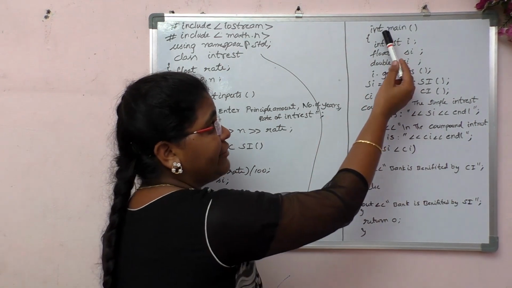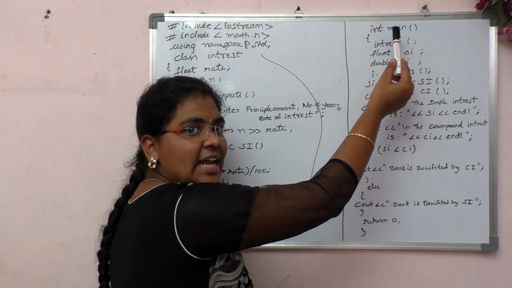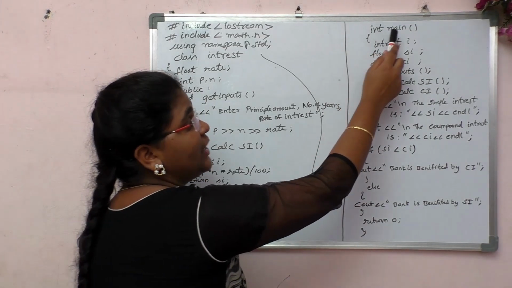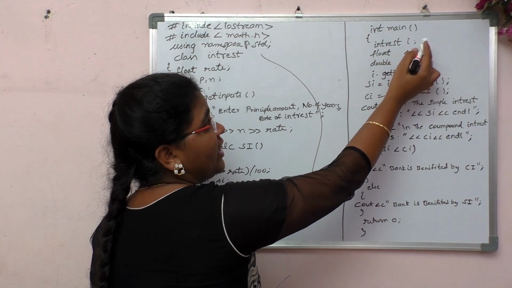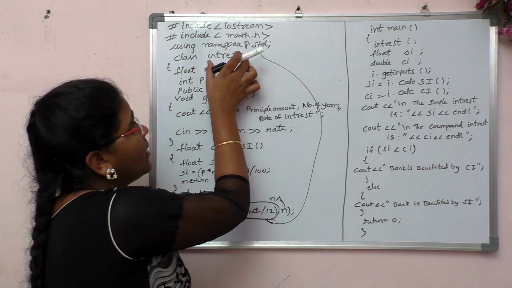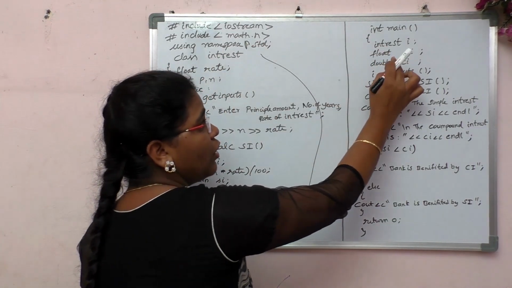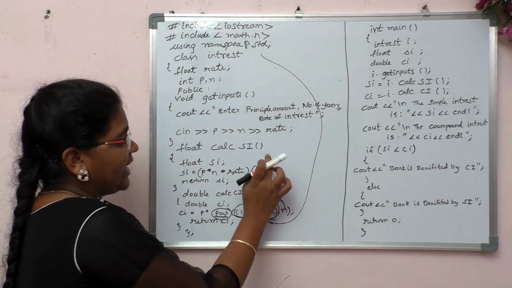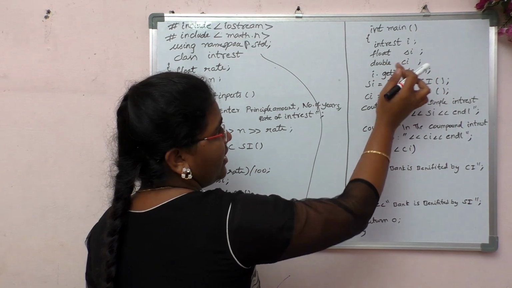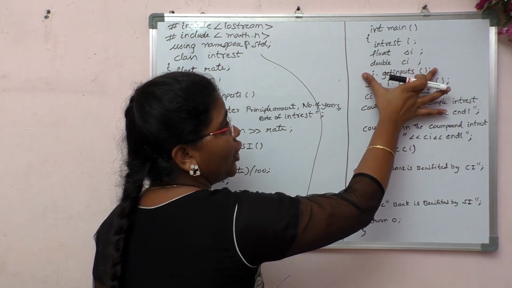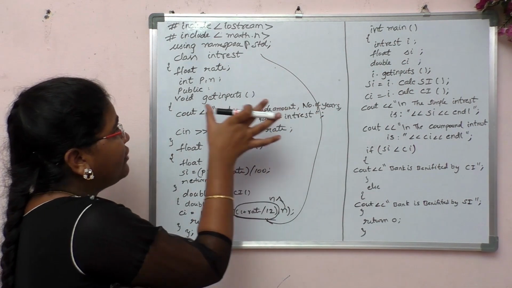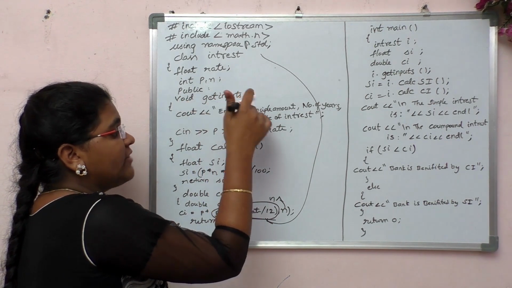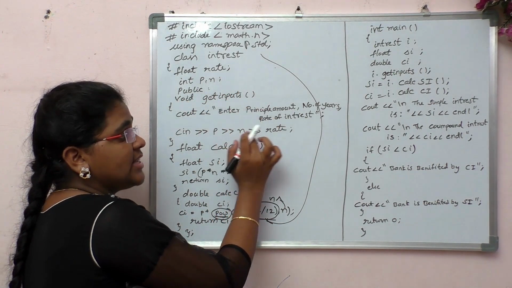And next, coming to the main function, from here the execution actually starts. So int main is used and interest I. Here I is nothing but the class which we declare here. So the float si means the value which we declare here. Double ci. I dot getinputs calls the function which we wrote here, void getinputs. This is nothing but the method to give the values to the principal amount, number of years and rate of interest.